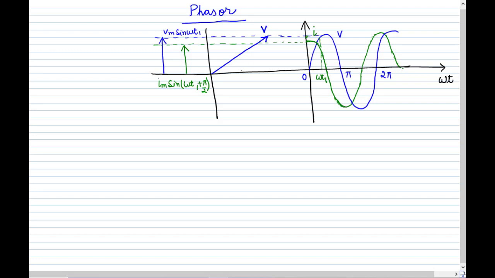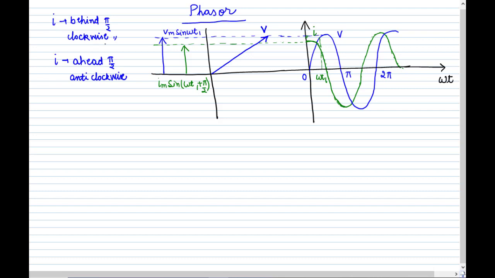And now you want to see the current I. If I is behind by pi by 2, you draw it like this, in the clockwise direction. If it is ahead, then it will be in the anti-clockwise direction. So make this a rule: the voltage we draw by default like this. When the current I is behind pi by 2, you draw the vector in the clockwise pi by 2 direction. And if I is ahead pi by 2 of the voltage, then you draw it in the anti-clockwise direction of pi by 2.